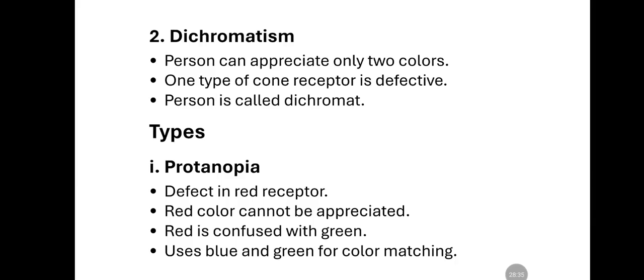Dichromatism. Person can appreciate only two colors. One type of cone receptor is defective. Person is called dichromat. Types: protanope, defect in red receptor. Red color cannot be appreciated. Red is confused with green. Uses blue and green for color matching.